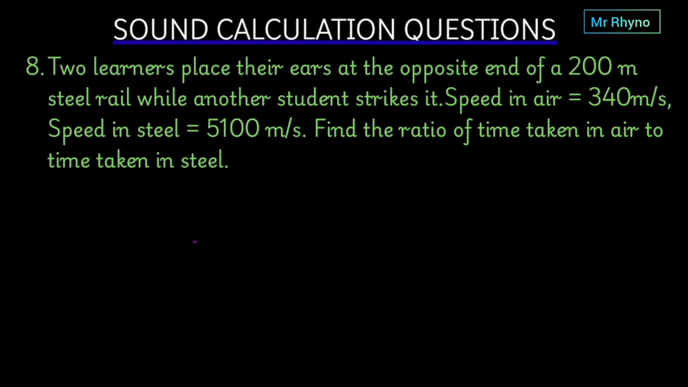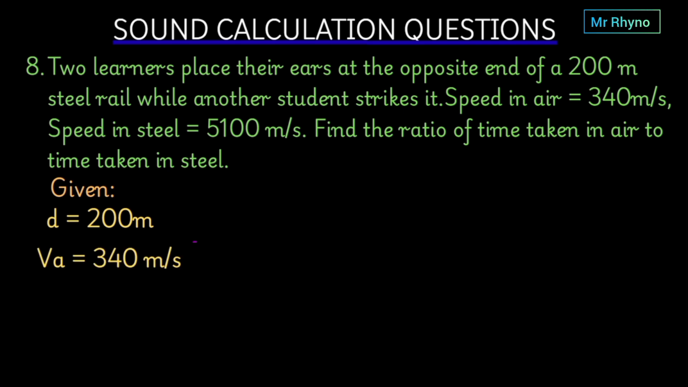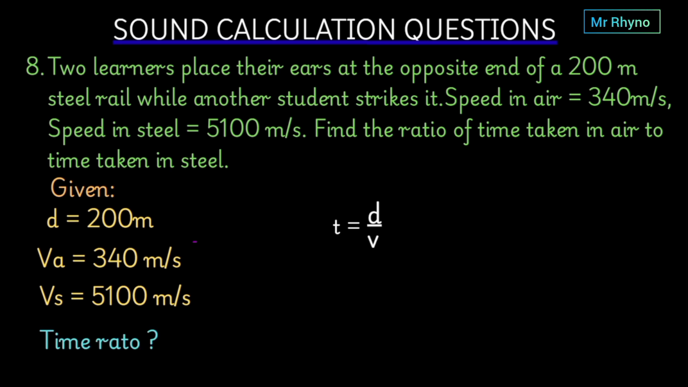Question 8. Two learners place their ears at the opposite ends of a 200 meters steel rail while another student strikes it. Speed in air is 340 meters per second, while the speed in steel is 5100 meters per second. Find the ratio of time taken in air to time taken in steel. The first thing, we write the information given. We have the distance between the ears of the two learners as 200 meters. We also have the speed in air as 340 meters per second, and that in steel as 5100 meters per second, and we need to get the time ratio.